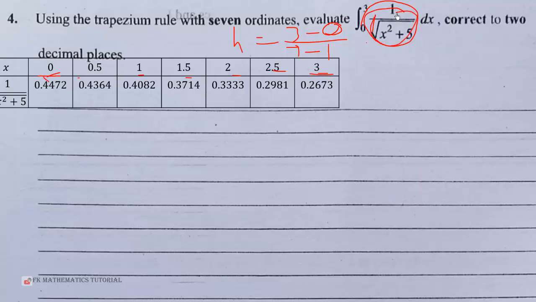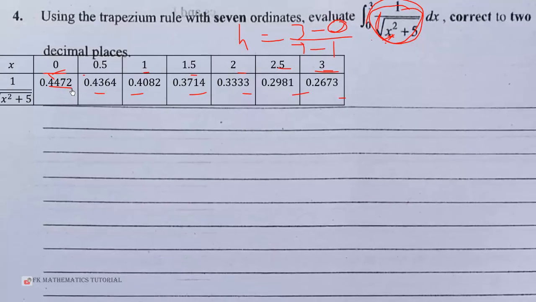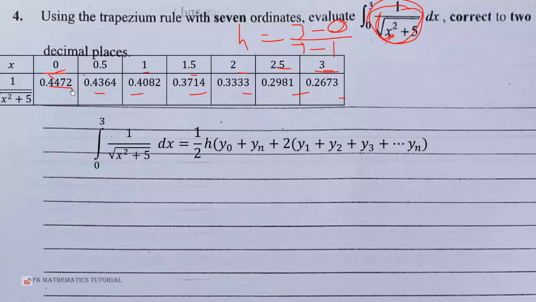Then you fix in these values into this expression here. So when x equals 0, you put 0 here. You get 1 over root 5. When x equals 0.5, you put 0.5 here and square it. That will give you all these values that you are seeing here. So we are working to 4 decimal places so that we will not exaggerate the values. So we fix into the formula, which is the trapezium rule.